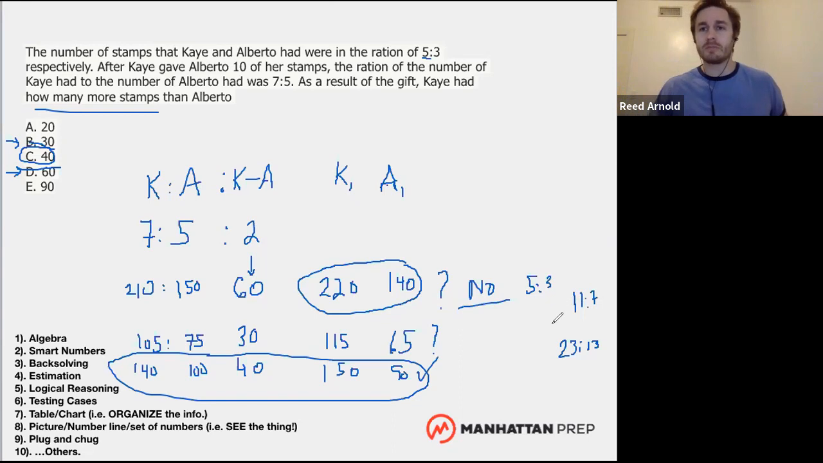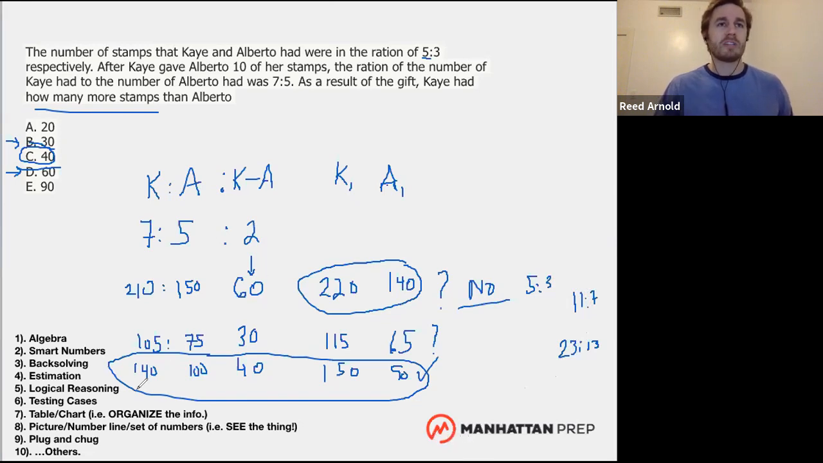I'm sure there's some people with much faster quant minds than I have at the moment that could figure out, well, 11 to 7 and 23 to 13, you've gone too far in the numerator's direction, so that means you got to go back. I don't know. That's tough.